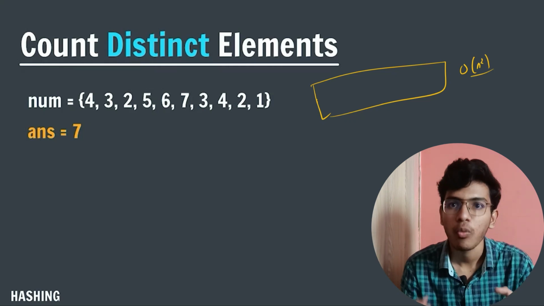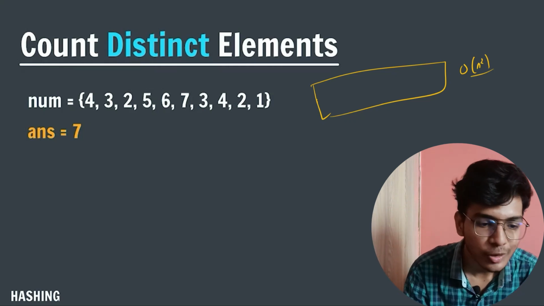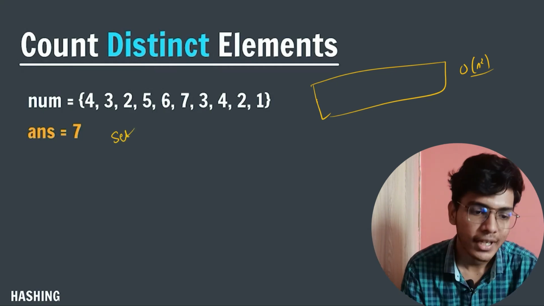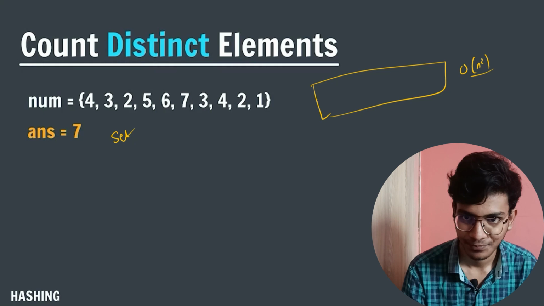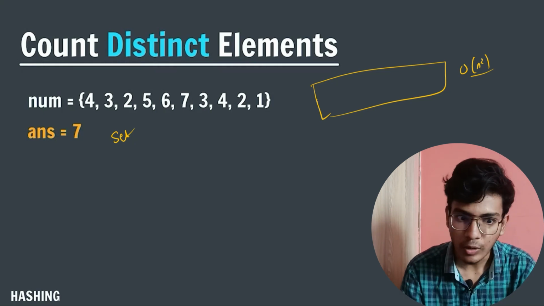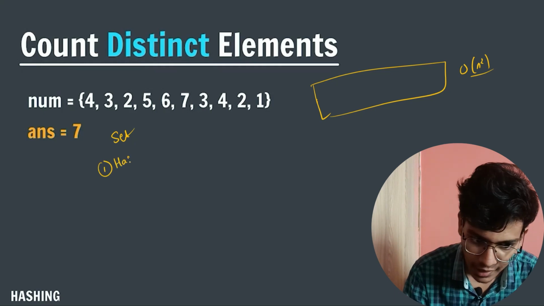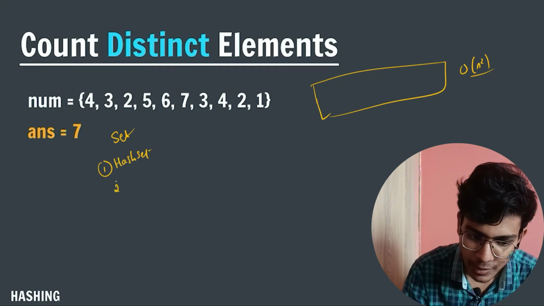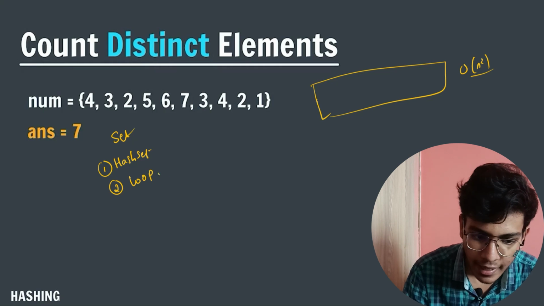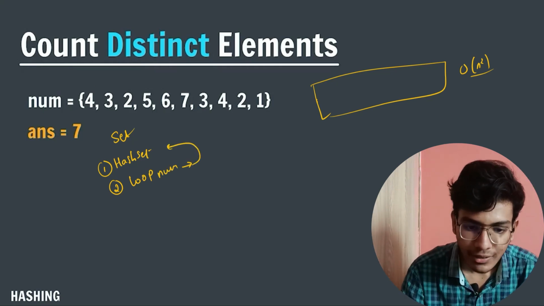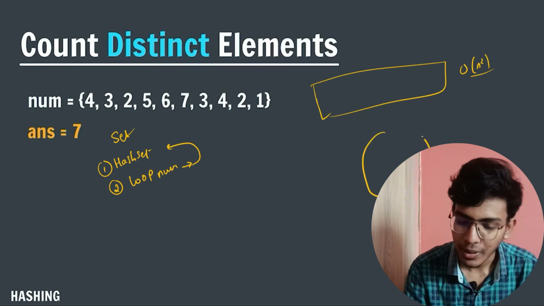Now what we are going to do is use the concept of set. In sets we know that duplicates are not allowed. So I will create a hash set and run a loop. The second step will be to run a loop over my num array, and as you run, add the elements in your hash set. Let's say this is my hash set.